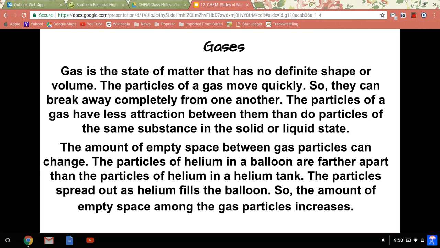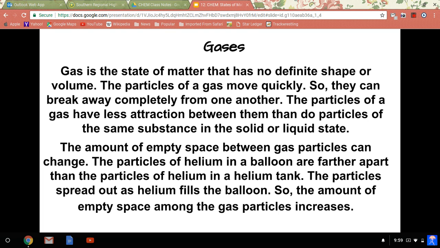Gases are the state of matter that has no definite shape or definite volume. The particles of a gas move quickly, so quickly that there is little to no attraction between them. They do have some attraction just because they are matter and all matter is attracted to other matter, but really not enough, and definitely not like you see in the solid or liquid state, to have that much of an influence. So the amount of empty space between gas particles can change because gases are compressible.